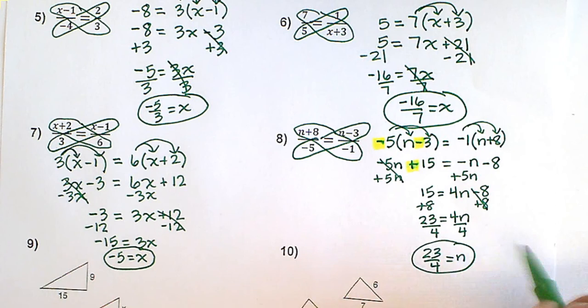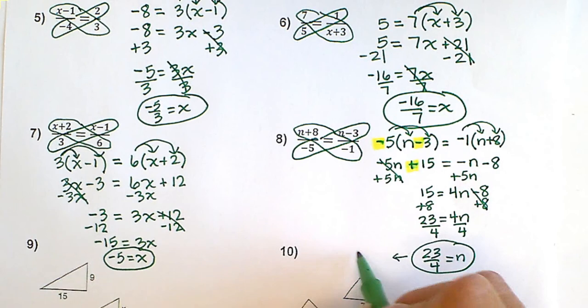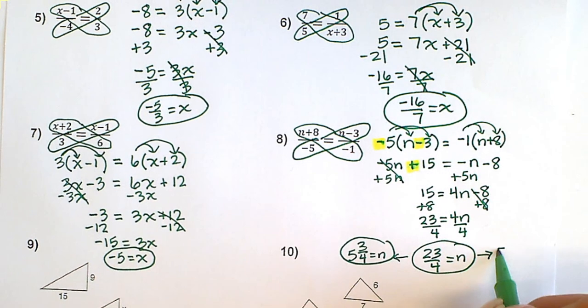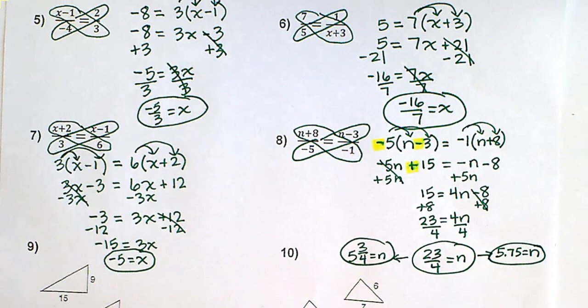You may write this as 5 3/4. So you could write this as 5 3/4 equals n. You could also write this as 5.75 equals n. So I would take any answer in these forms for number 8.